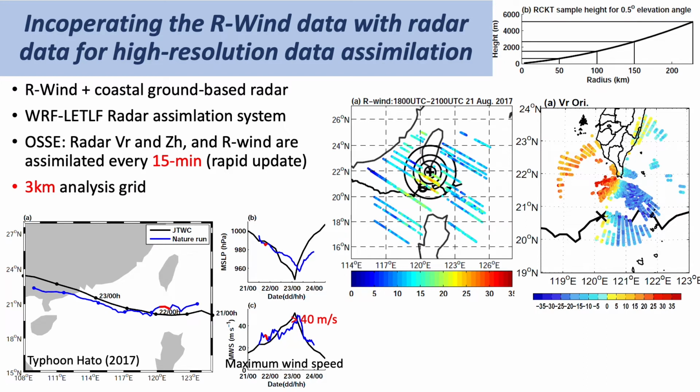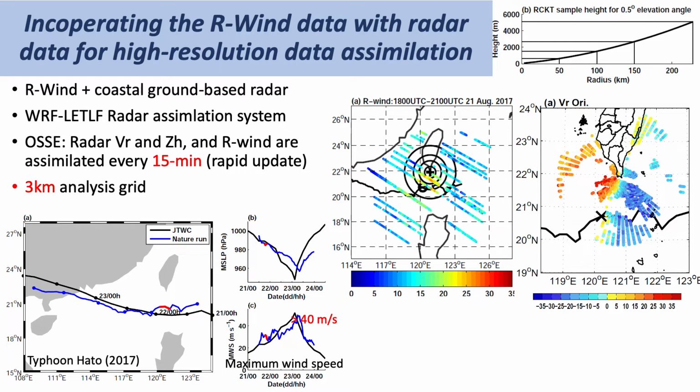So for the next topic, we would like to investigate the potential impact of combining the R-wind with the coastal ground-based radar. Like this example shows, this is Typhoon Hato 2017. You can see that this typhoon passes through the Bashi Channel without being affected by terrain, and the typhoon intensifies continuously and can cause great damage later.